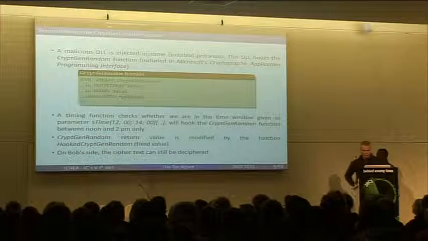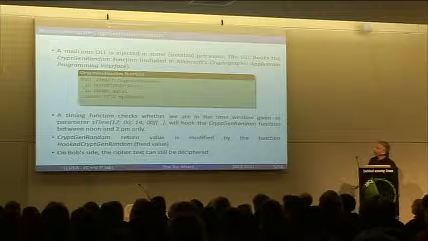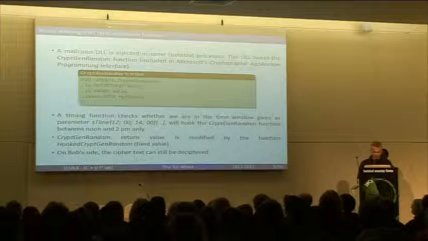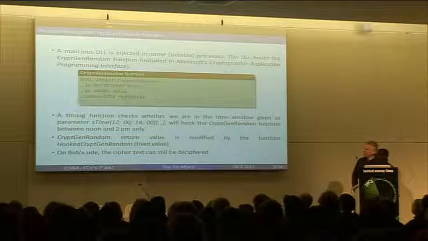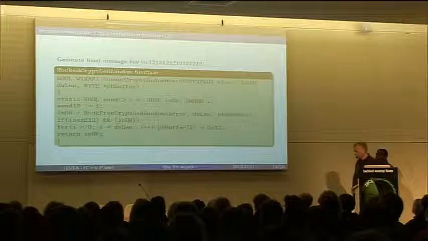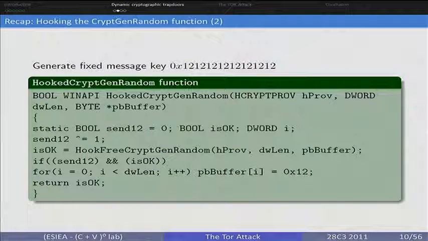So, of course, if you consider the static security, the mathematical security, the algorithm has not been modified or changed, since everything is in memory. So, for example, here we use the CryptGenRandom, which is the most commonly used function to generate, for example, initialization vectors. Here, for example, we want the malware to modify the cryptography in memory between noon and 2 p.m. It is part of a very small part of the malware we have developed. So here we fix the message key for a limited period of time.